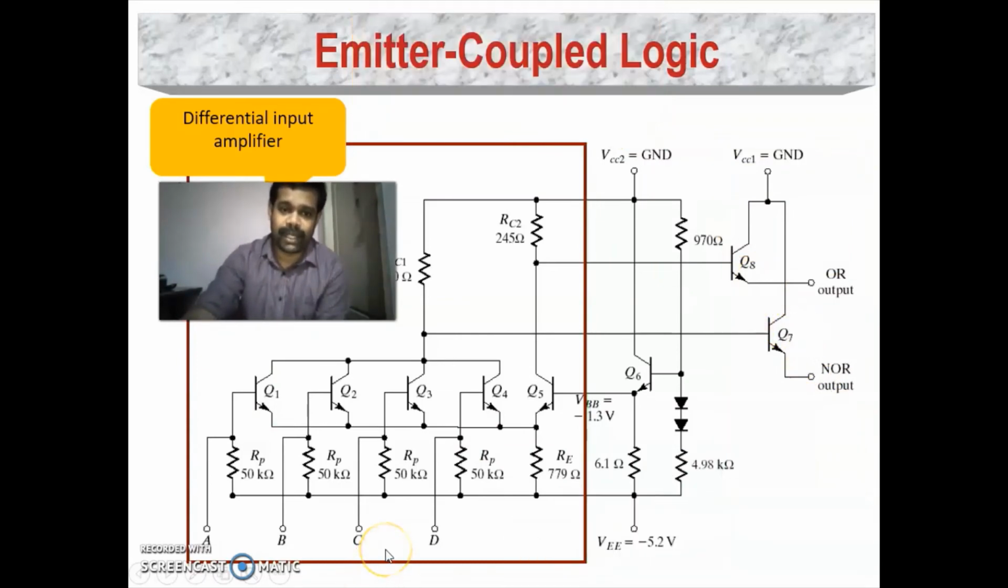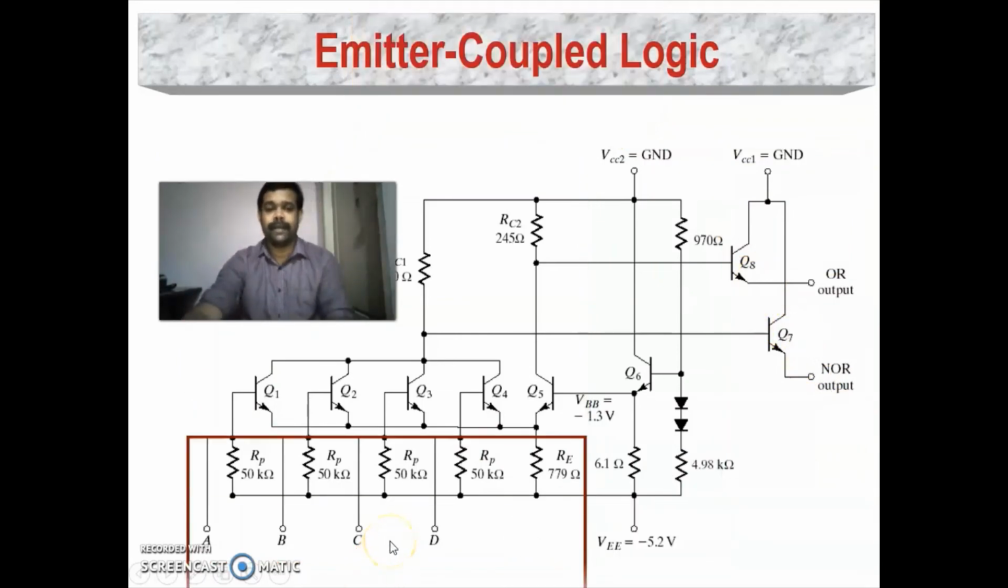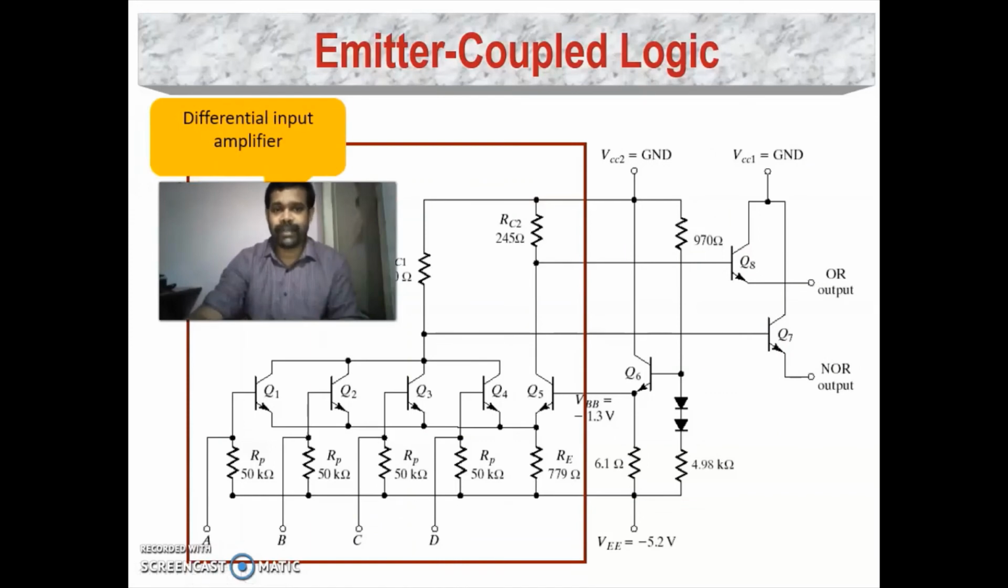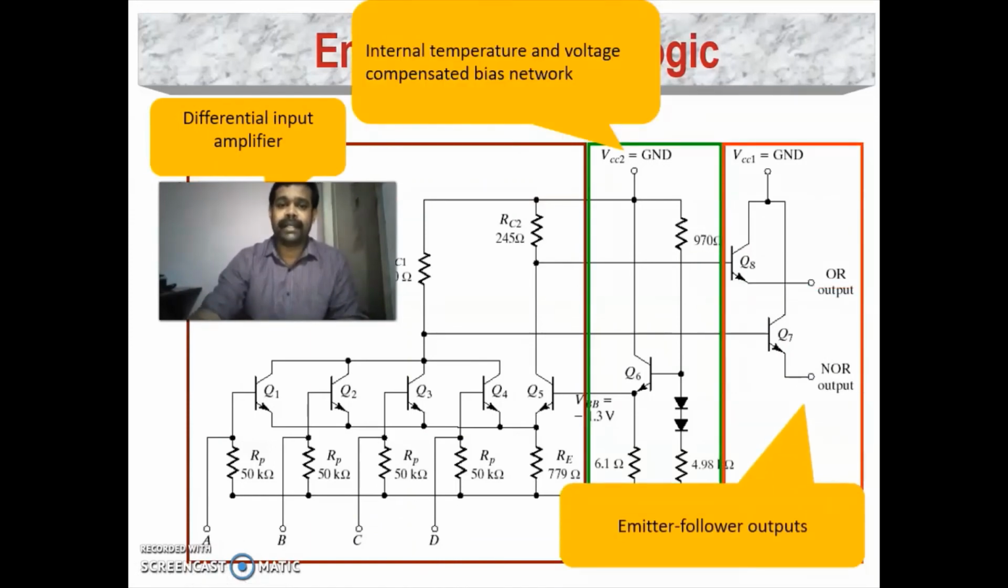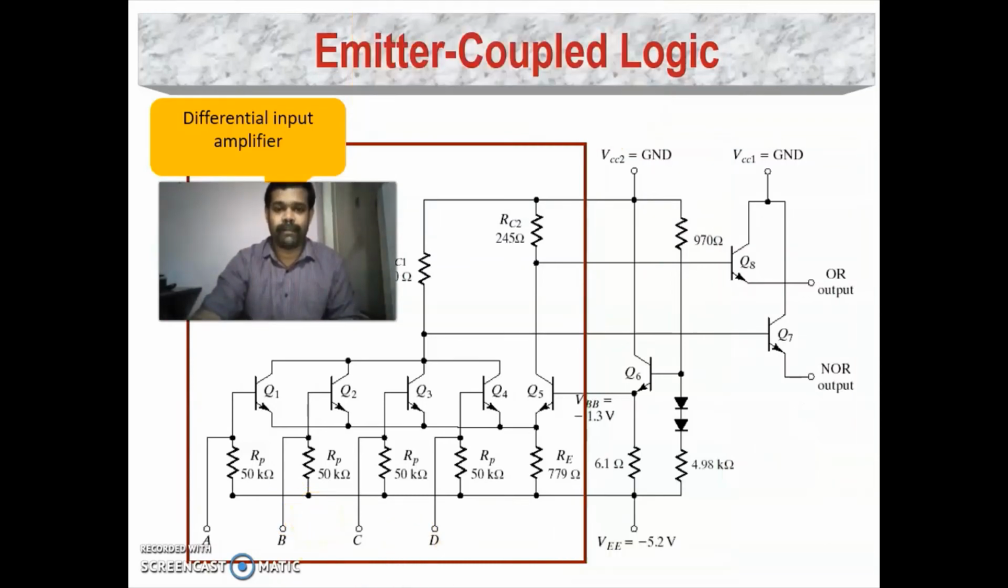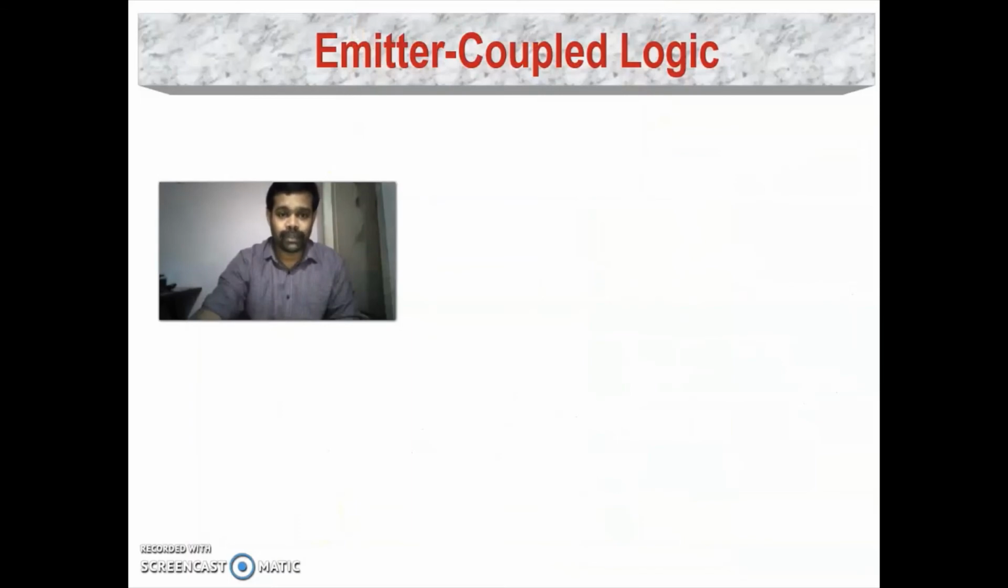Once again I am telling, it is having three parts. First is the differential amplifier input, then the internal temperature and voltage compensated bias network, and the third one is the emitter follower output. So totally it is having three sections. Now we are going for the operation.